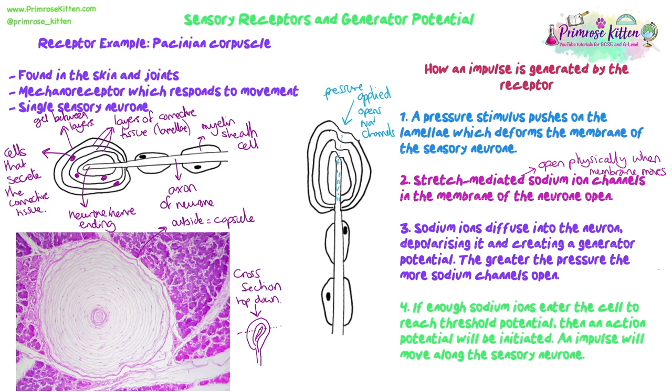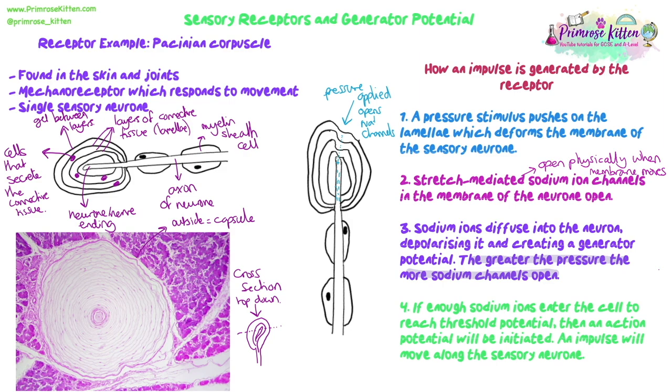So that force is going to physically open the sodium ion channels, which causes the influx of sodium ions, and they rush into the cytoplasm of the neuron cell, the axon in the middle. So at that point where it is depressed, that is going to cause depolarization of the membrane, and then hopefully a generator potential. And the greater the pressure, so the more areas of these lamellae that are pressed down, the more membrane is going to get deformed and stretched, the more sodium channels will open. And that makes sense, because if you deform or stretch more membrane, more of the channels will be pushed or pulled open.